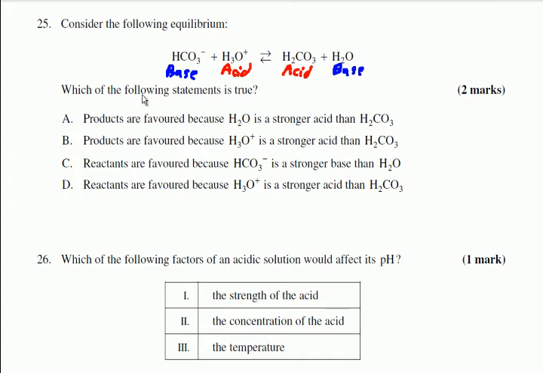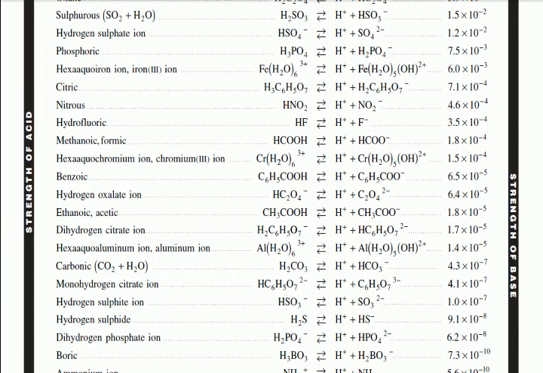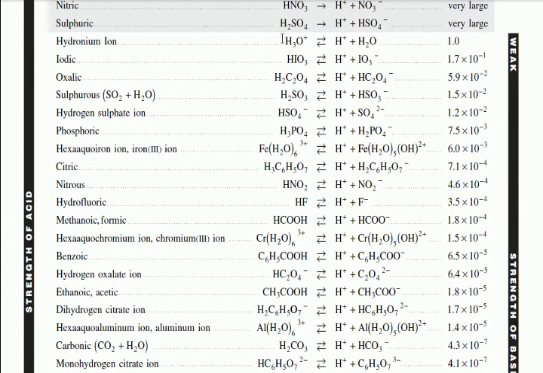Okay. So now which one is going to be favored? Well, what you can do is compare the strength of H3O plus and the strength of H2CO3. So let's take a look at the Ka values of H2CO3 and H3O plus. H3O plus has a Ka value of 1.0, and H2CO3 has a Ka value of 4.3 times 10 to the minus 7. Okay, so we're going to memorize these two numbers, 4.3 times 10 to the minus 7 and 1.0.